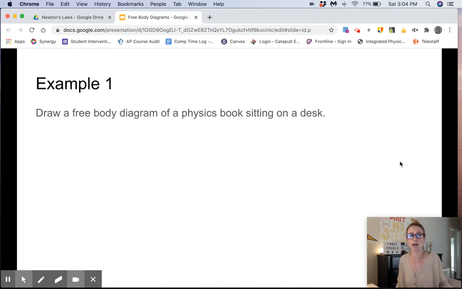But other than that, we're not drawing a free body diagram of the desk, okay? We're drawing a free body diagram of the physics book. So there's my physics book. I know, it's very beautiful. It's my little box of my physics book.